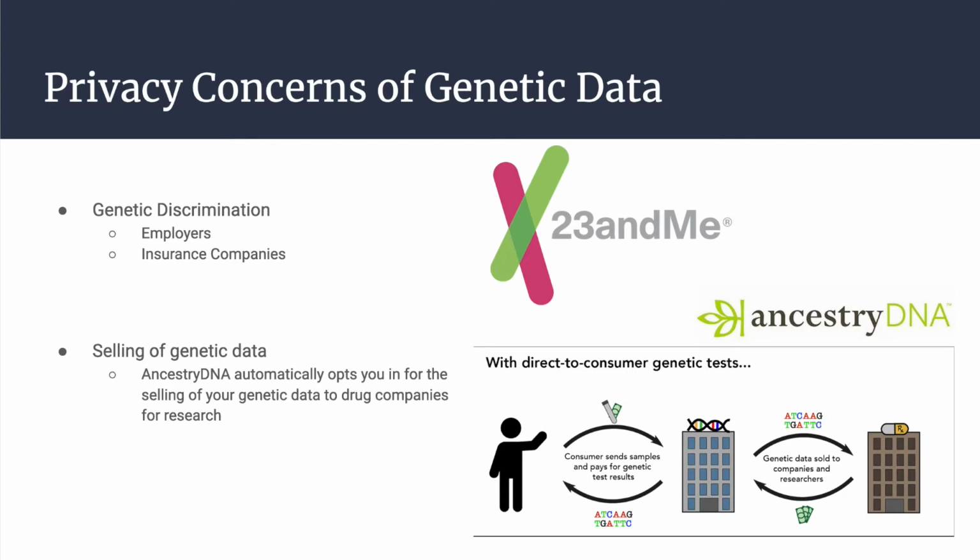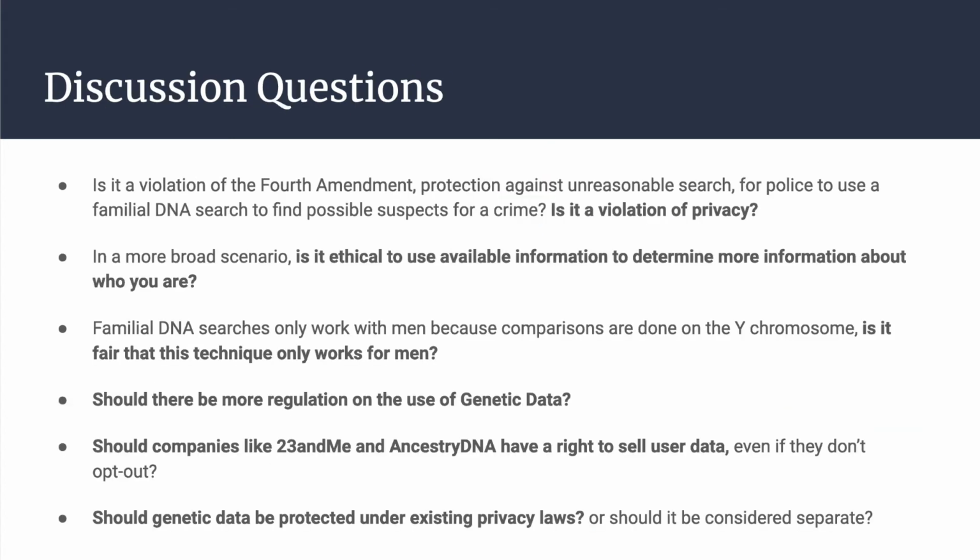Another concern is the use of your genetic data by these popular genomics websites. Currently, Ancestry DNA and 23andMe are already selling user data to companies and universities for genetic research. In order to protect their genetic data, users have to manually opt out of this practice. Several experts in the field of bioethics say that activities such as this should be more regulated and are calling for the protection of genetic data under general privacy law, rather than treating it as something separate.